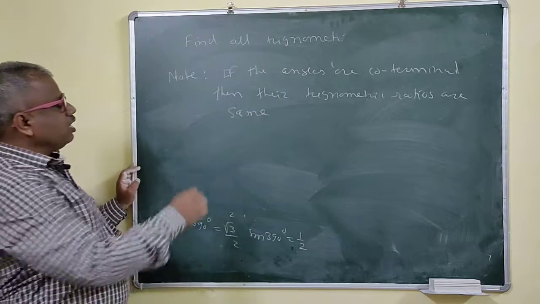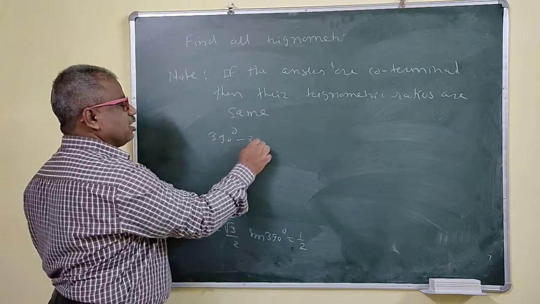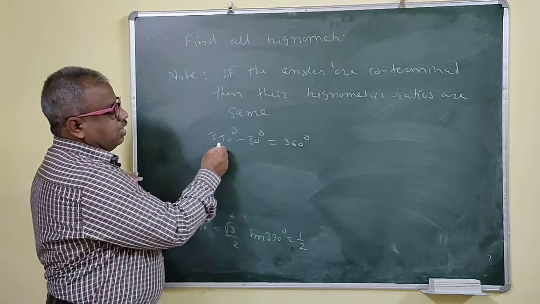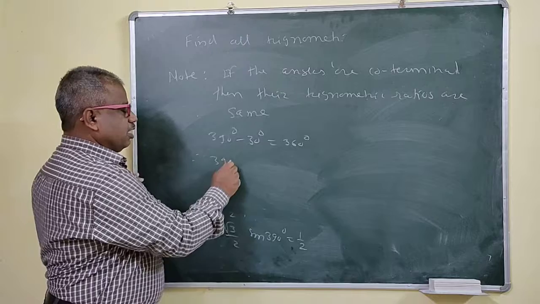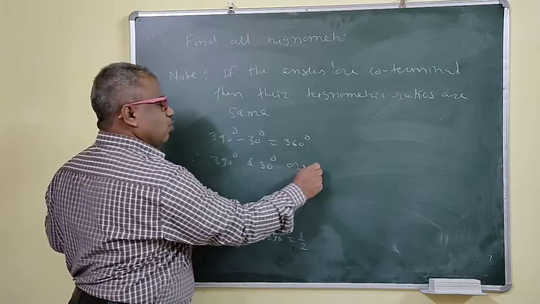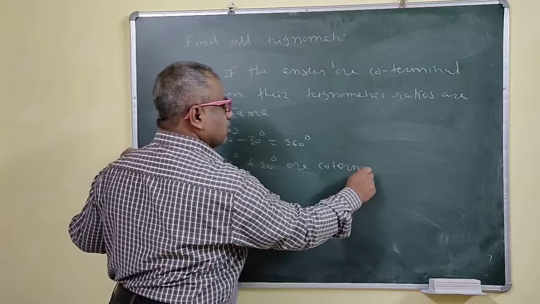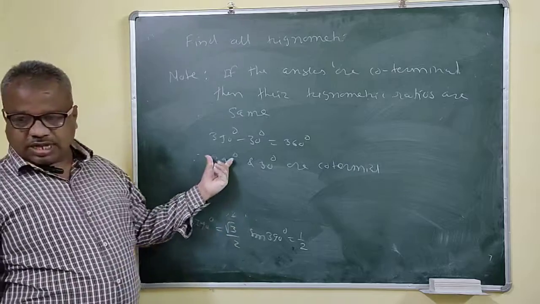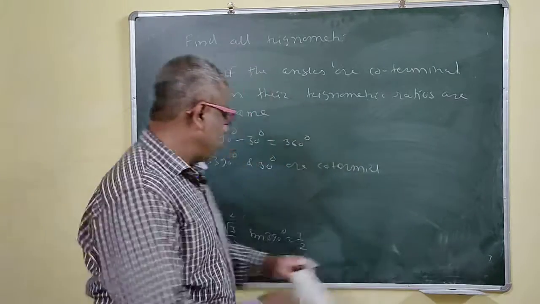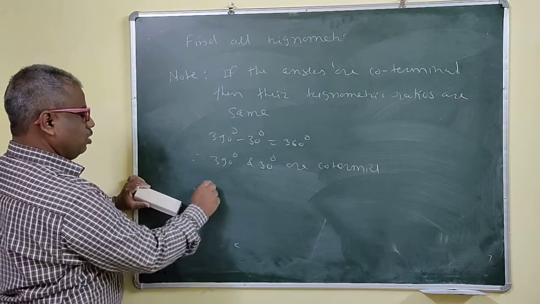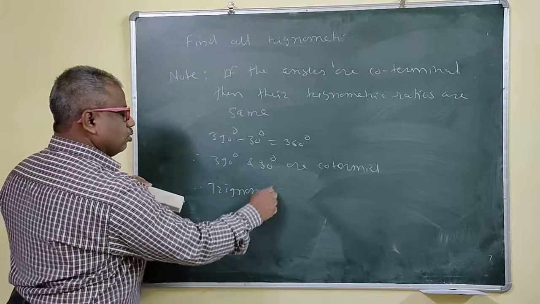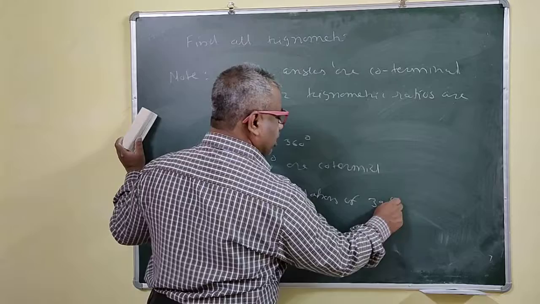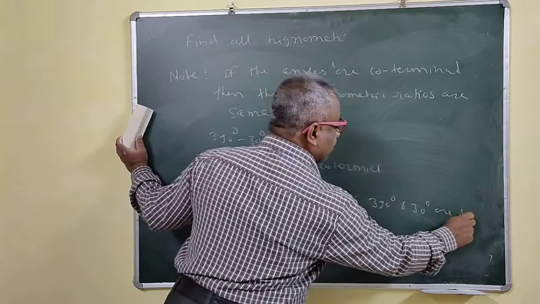390 degree minus 30 degree is the same as 360 degree. Therefore 390 degree and 30 degree are coterminal. So the trigonometric ratios of 390 degree and 30 degree are the same.